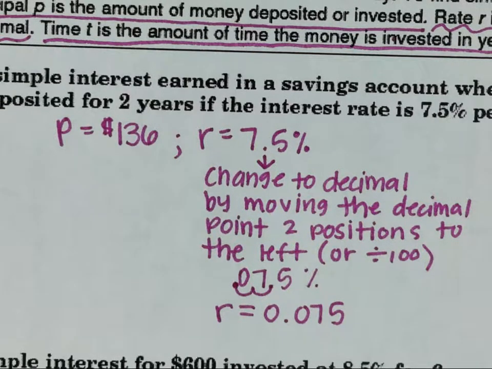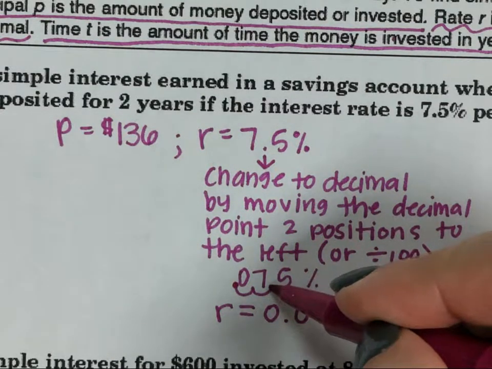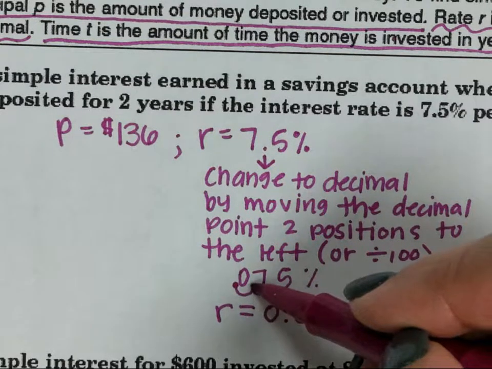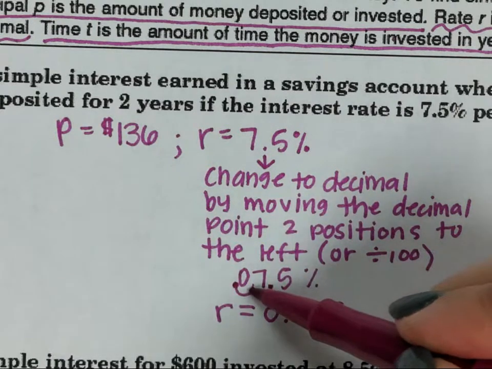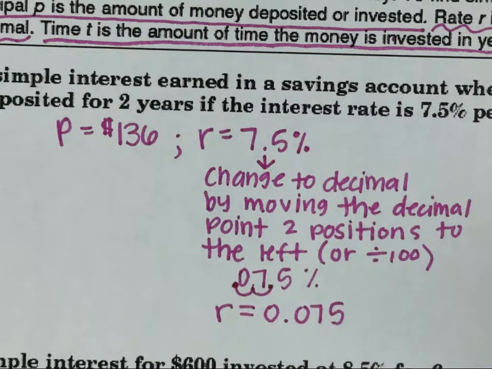Good on that part? Can you say that one more time? So my original is 7.5%. My decimal point is in between my 7 and my 5. To change it to a decimal, take it out of percentage form, I'm moving it to the left 2 positions. If I move it to the left 2 positions, that means I have to add a 0 right there in front of my 7. Does that make sense? Okay.